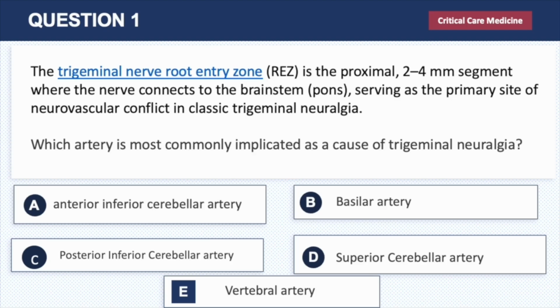Choice A, anterior inferior cerebellar artery. Choice B, basilar artery. C, posterior inferior cerebellar artery. D, superior cerebellar artery. Or E, the vertebral artery.